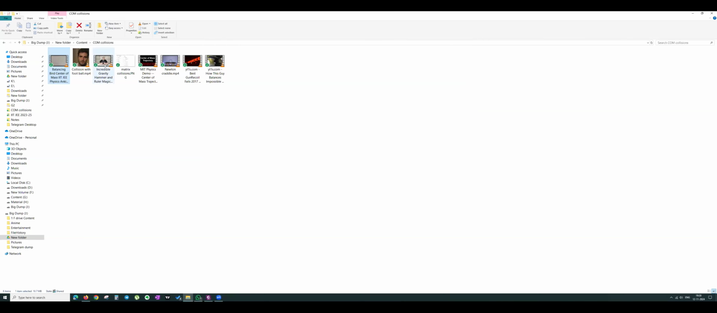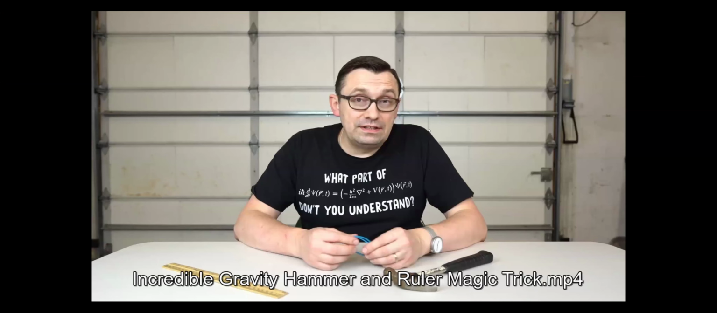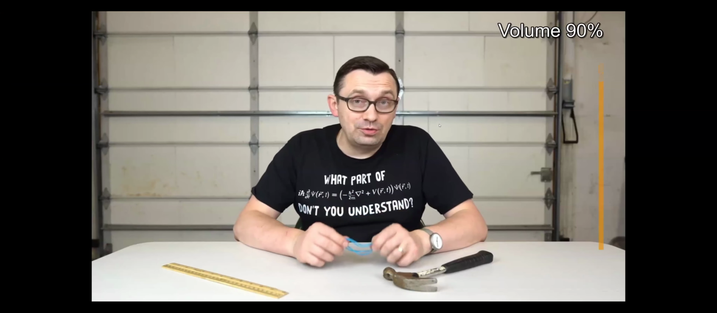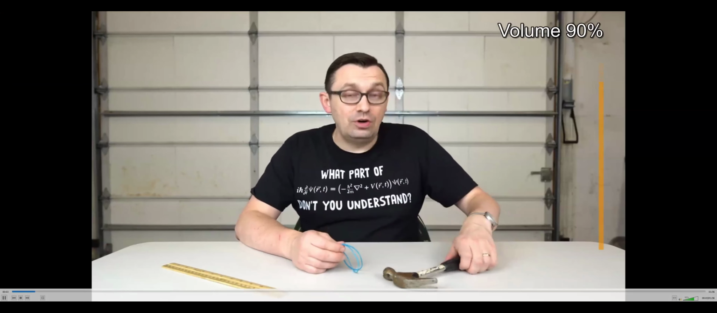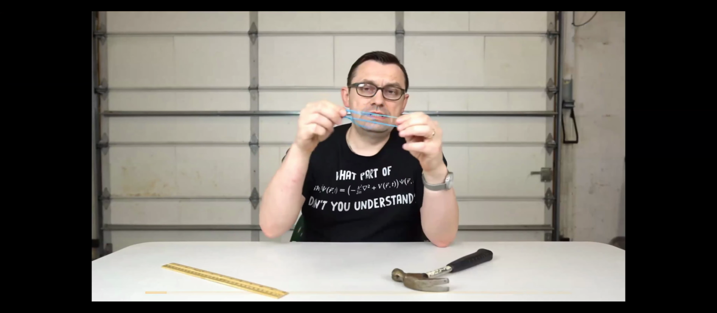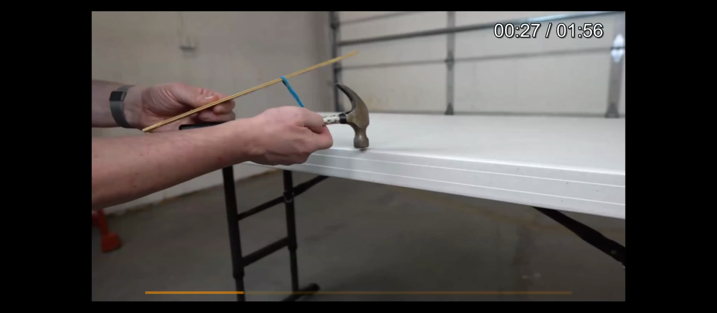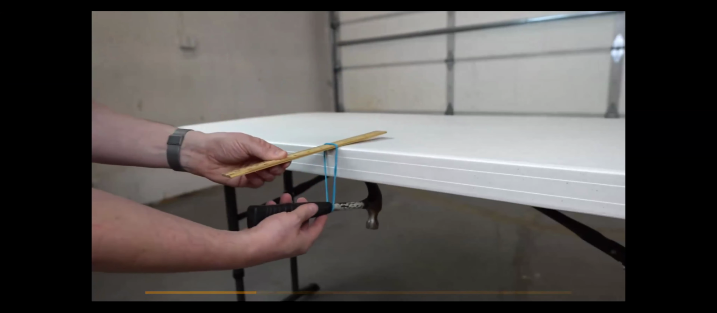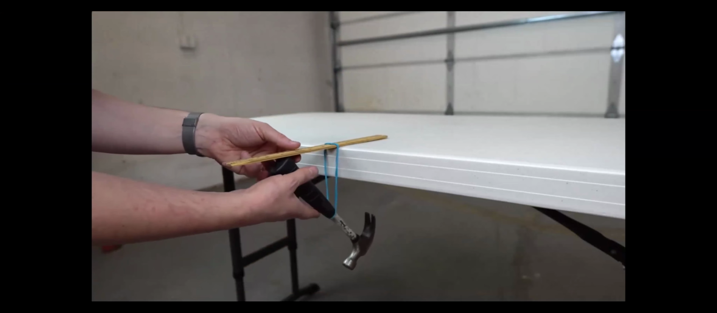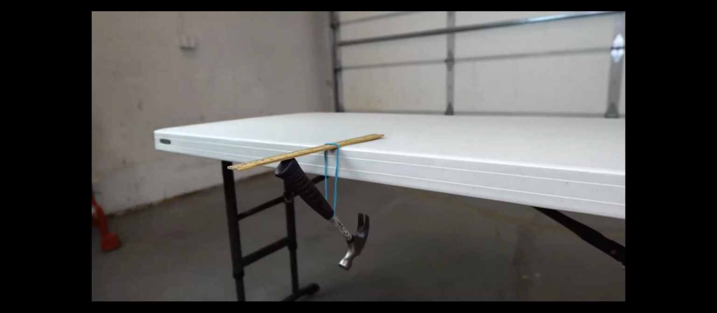You can do even something more interesting. Look at this thing. Hello everyone, in today's video I'm gonna show you another cool experiment with gravity. We have a rubber band, a scale, and a hammer. I'm gonna take the hammer and put it this way, like this. Check this out. It remains in equilibrium.